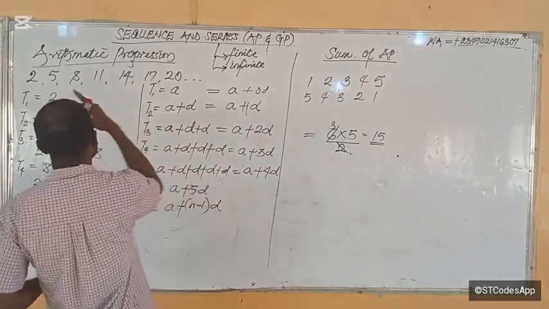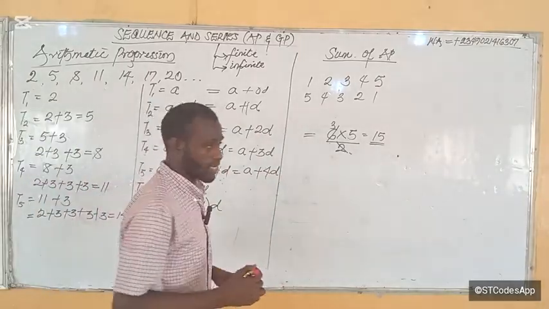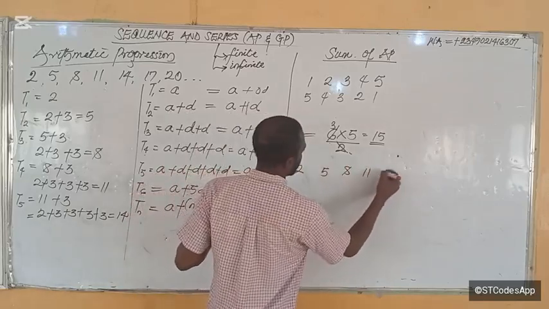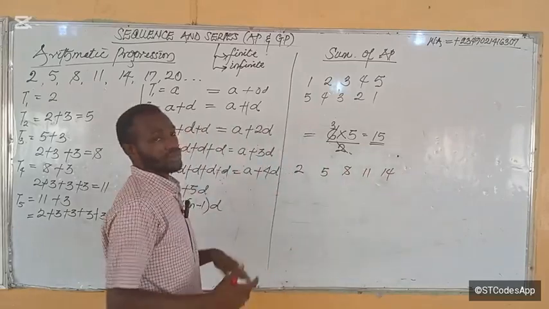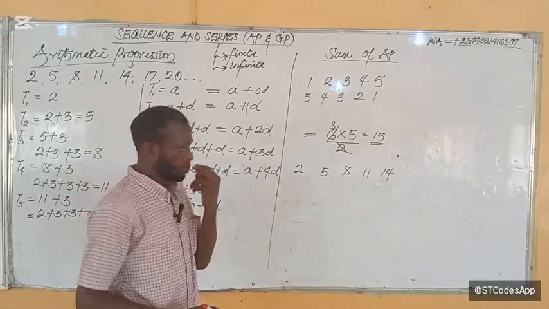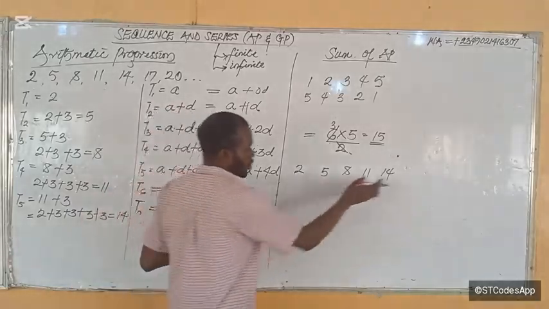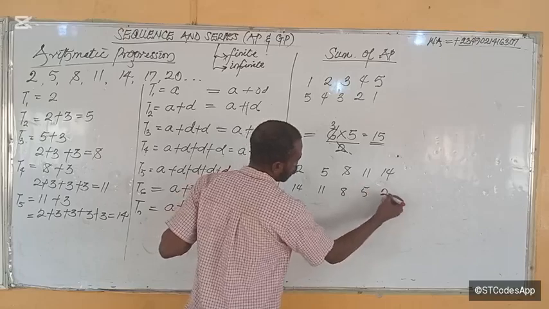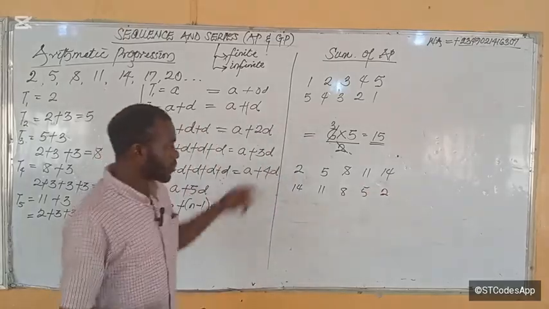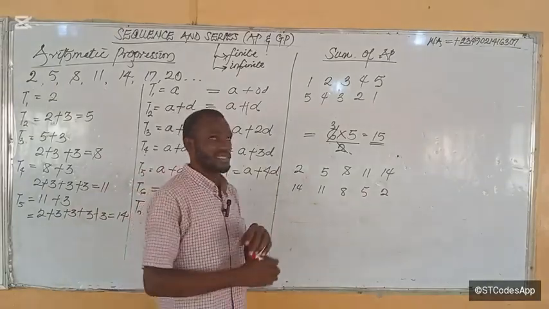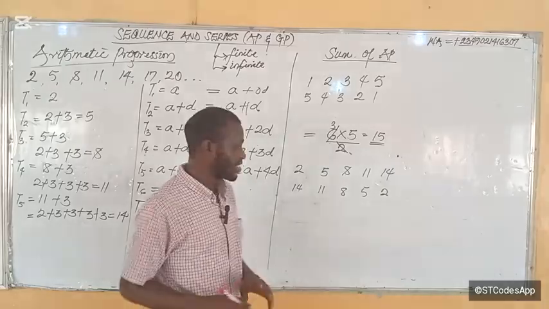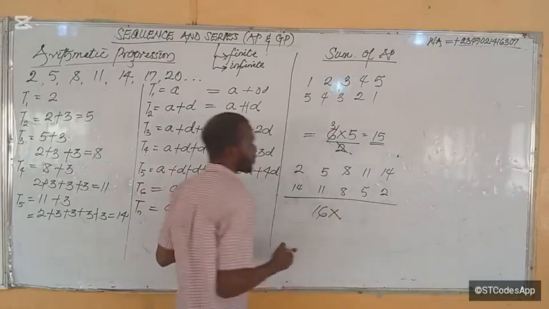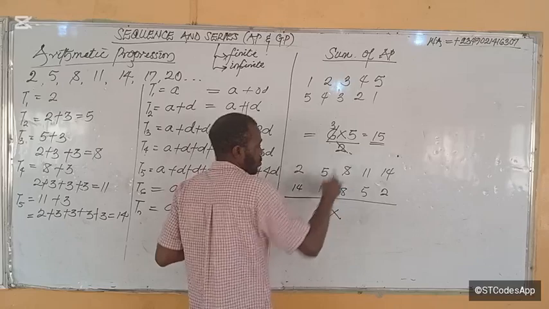Okay, let's try it for our series here. Now you have 2, 5, 8, 11, 14. Let's stop here. Let's say we want to find this series. If you bring this one here, 14, 11, 8, 5, 2. Now, if you add up each pair, what will you get? This plus this 16, this plus this 16. Okay, still the same. Good. Since it's still the same, it means we have not made a mistake. That's 16, and how many times does 16 appear? 1, 2, 3, 4, 5.